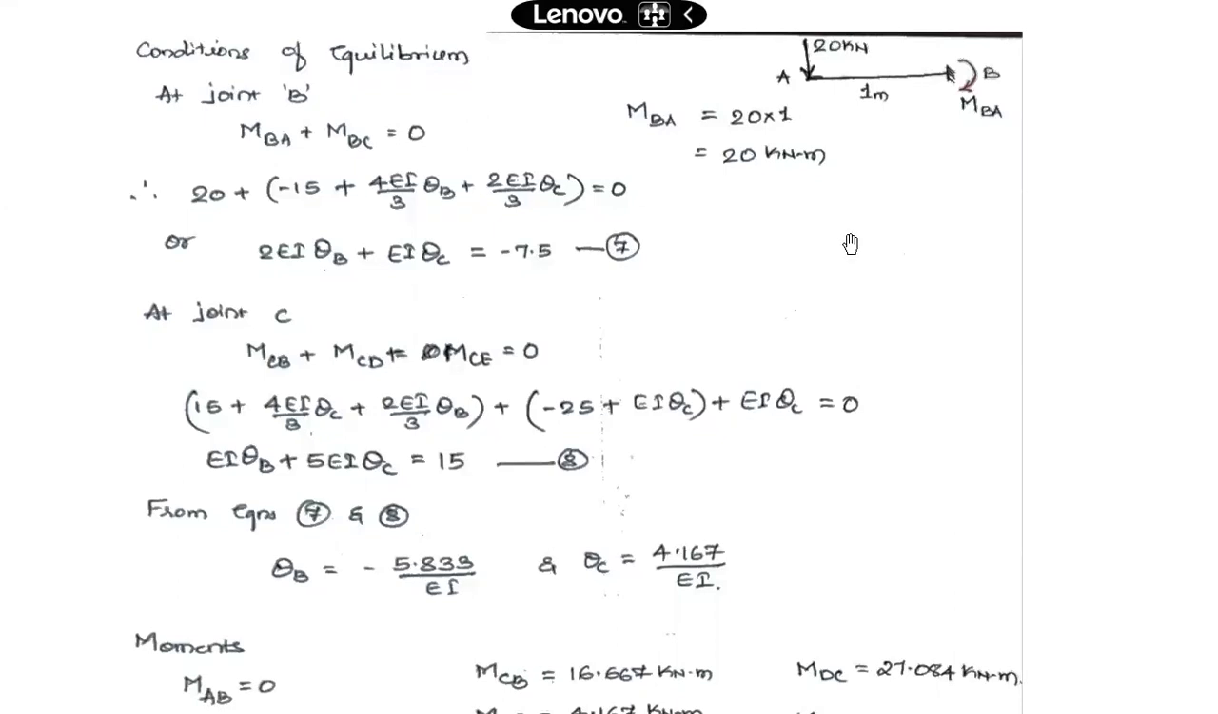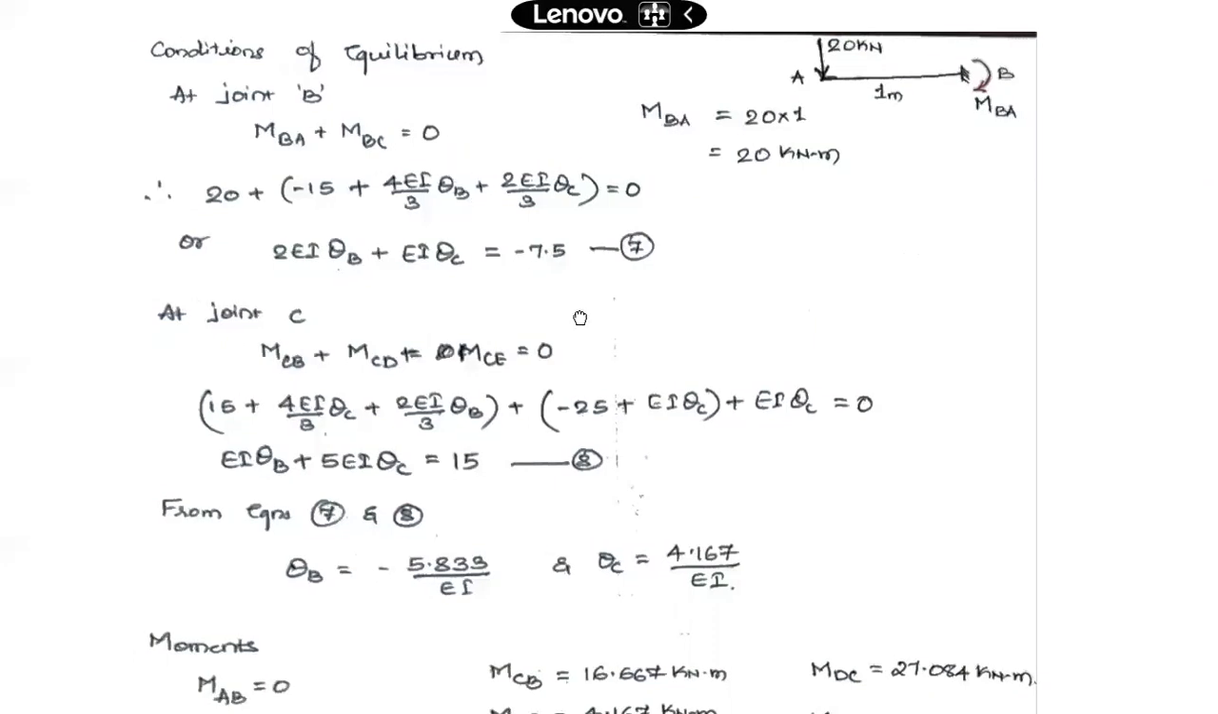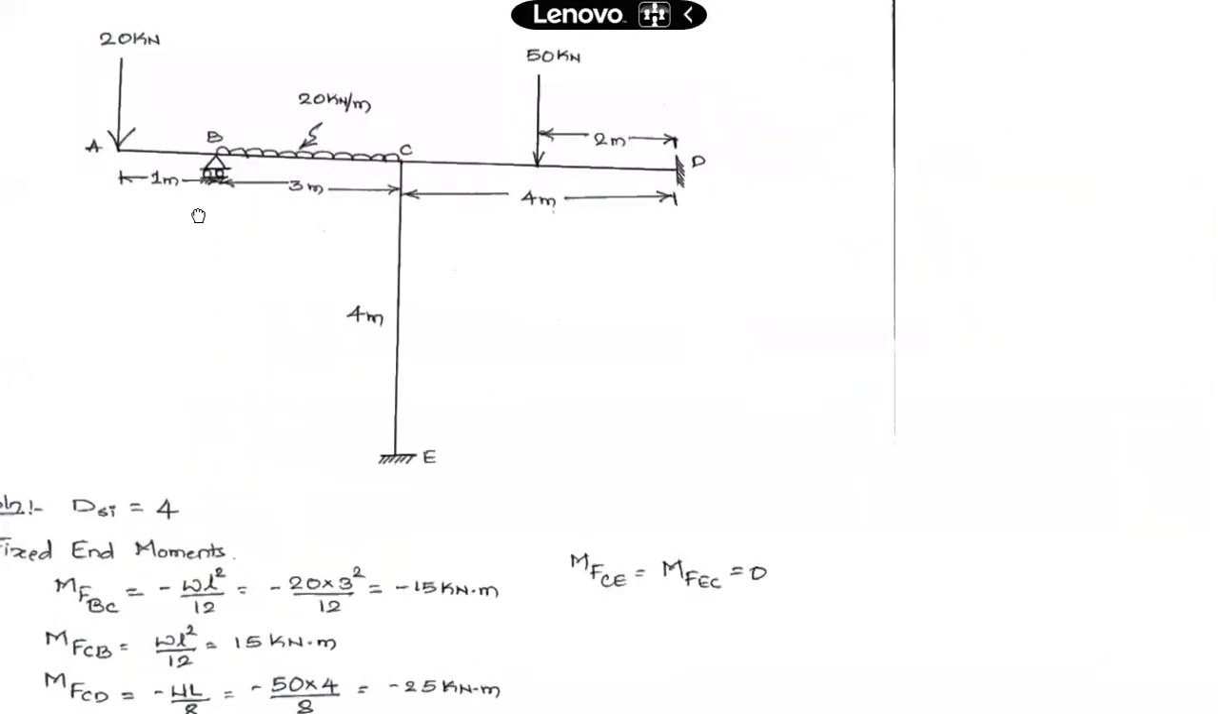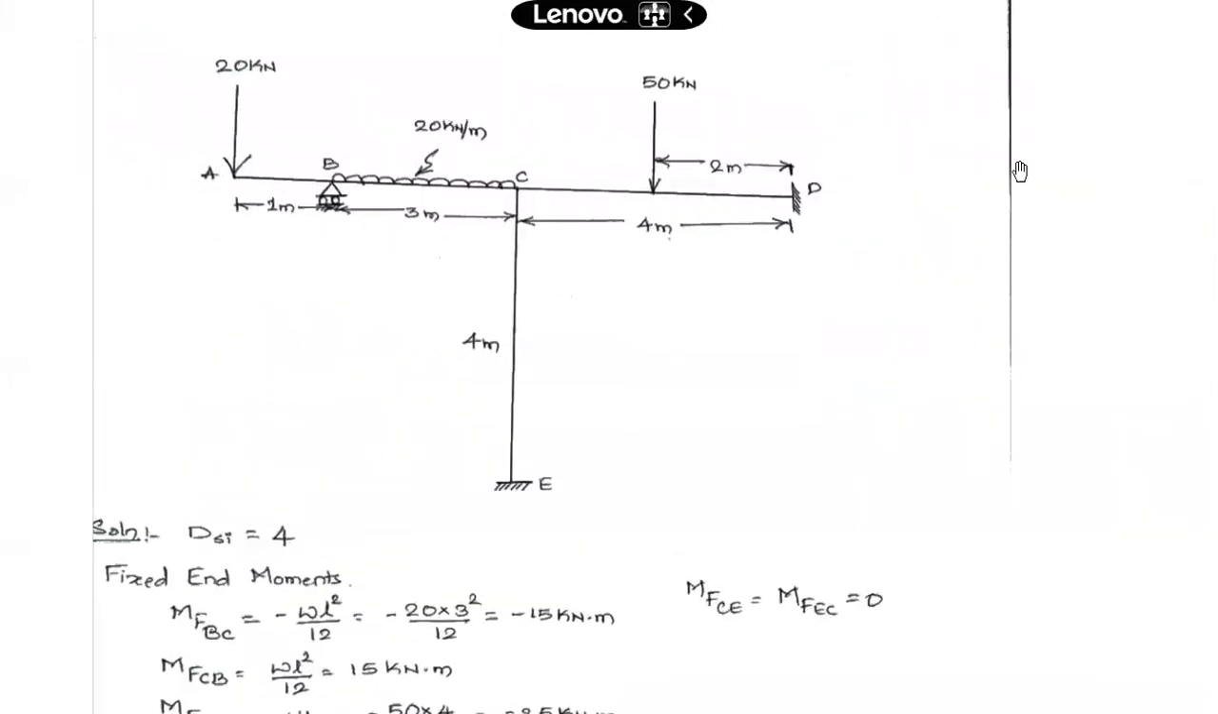So how do I find this MBA? Okay, so actually at joint B, two members were connected. Here BA is one member and BC is another member. So we have neglected this member BA, which is an overhang portion over here. Because I can replace this entire overhang portion by an equivalent force and couple at joint B. I can bring this 20 kilonewton force over this joint B along with the couple. So I don't have to deal with this member BA.